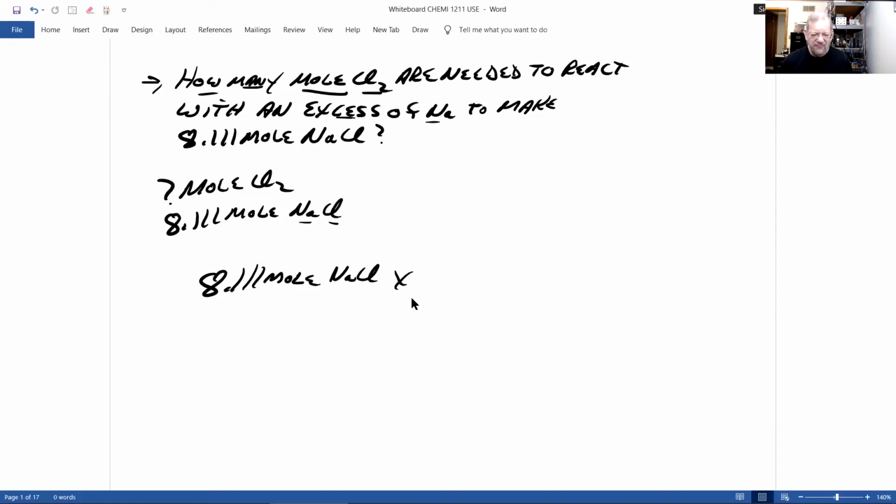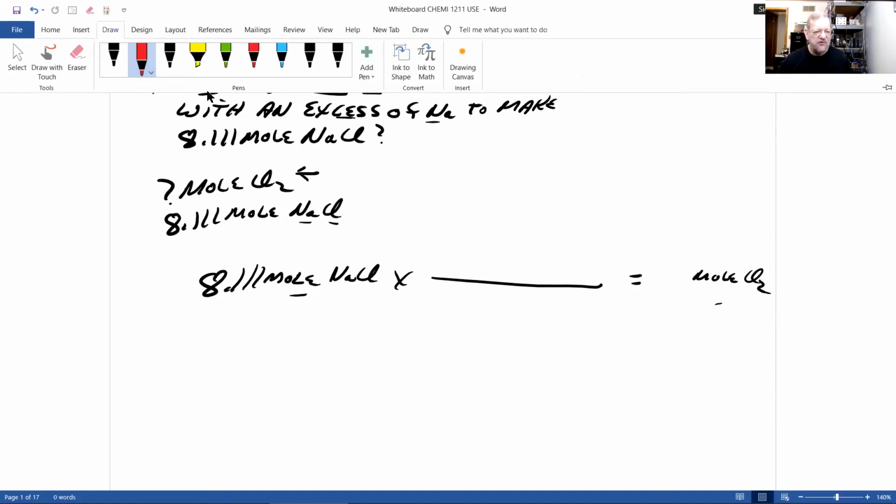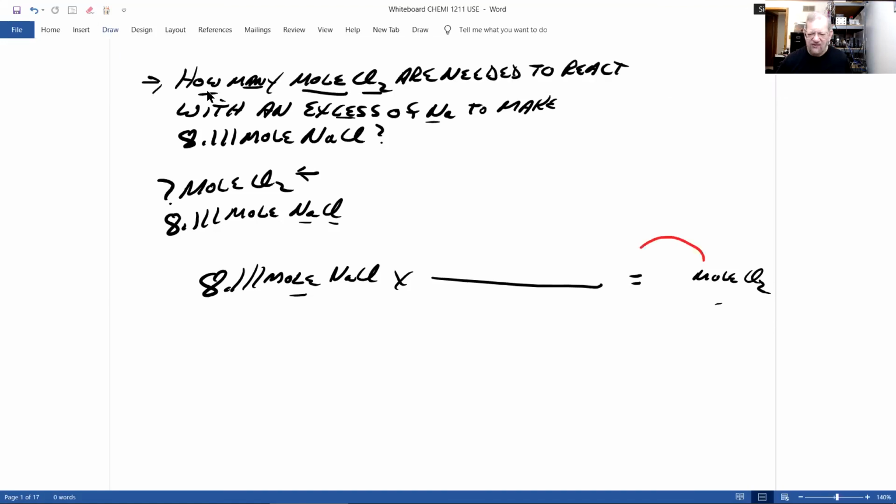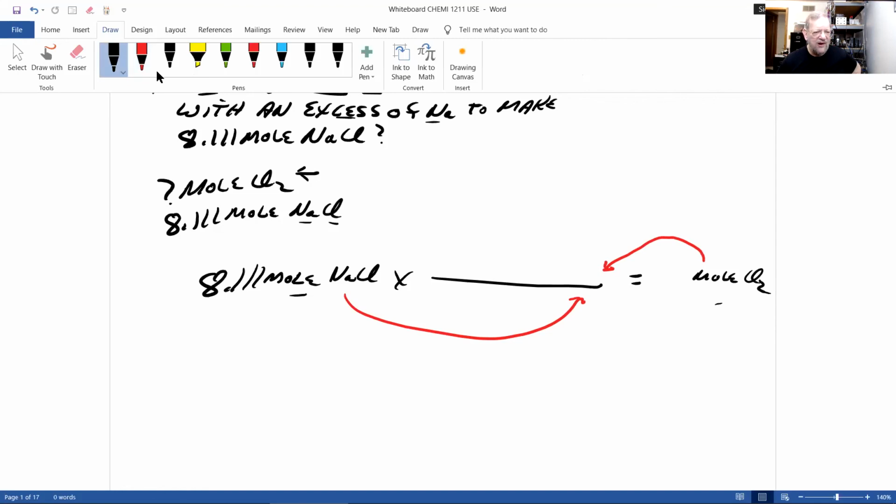This is what we have. What units do we want our answer to be? And the answer is moles of chlorine. And if we had a ratio to convert moles of sodium chloride to moles of chlorine, how would we proceed? Use your good friend, unit analysis. Whatever we're trying to get to goes on top. Whatever we're trying to get rid of goes underneath. And now I'll write those in.